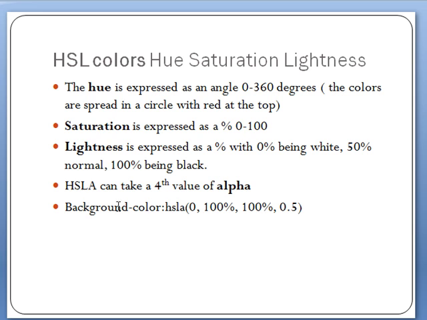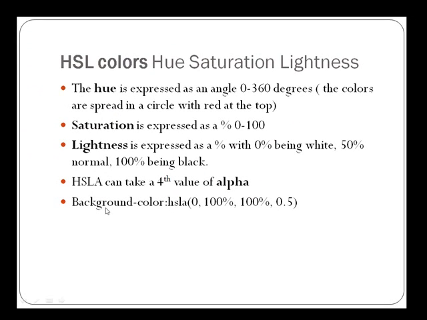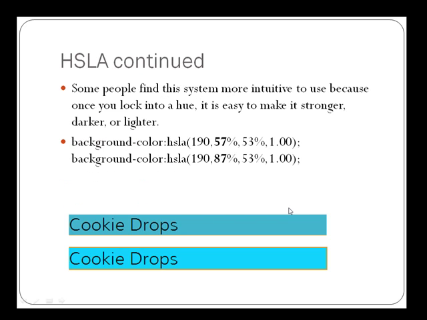The second value we're going to put in is saturation, which is expressed from 0 to 100. The third is lightness, which is also expressed as a percent from 0 to 100. You can also take a fourth value, which is the alpha value. Sorry, I should have put this back up. There we go. And here's an example. So we have background color at 0, 100%, 100%, and a slight amount of transparency.